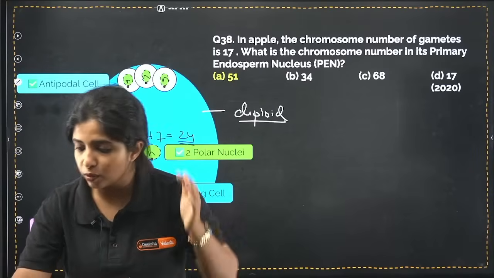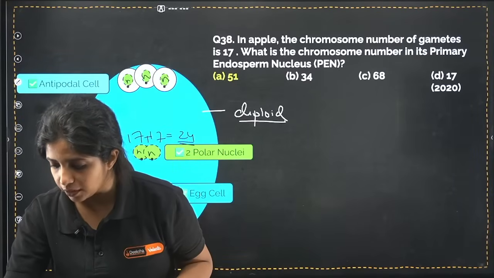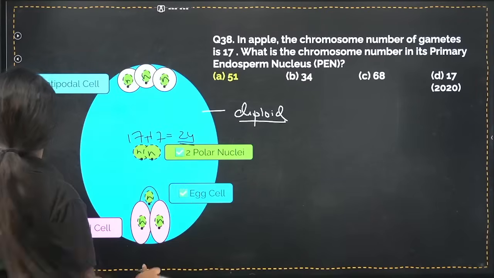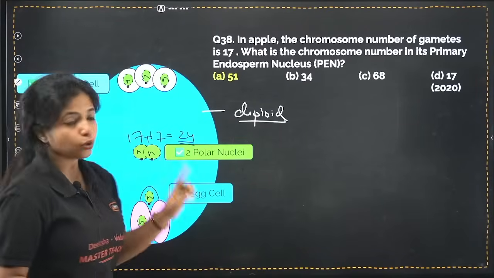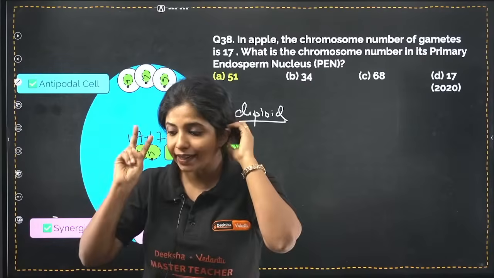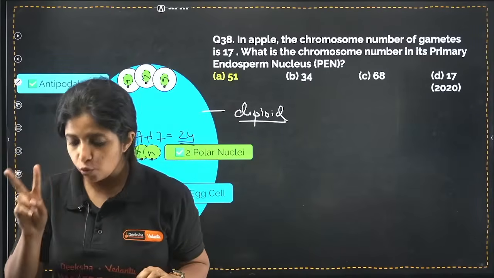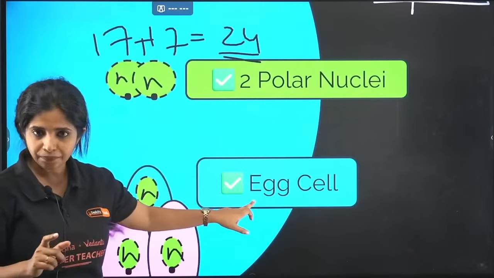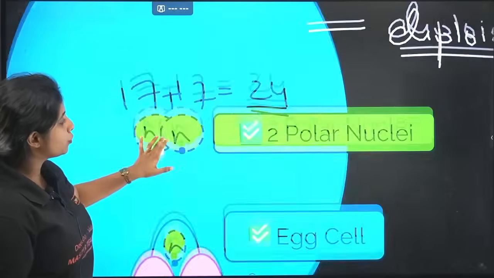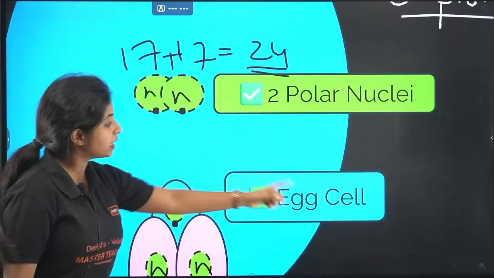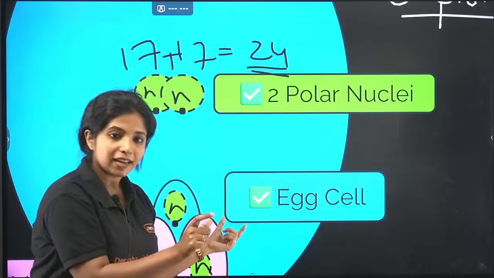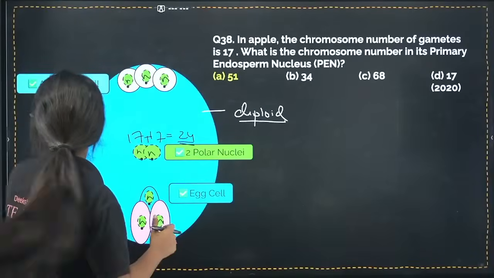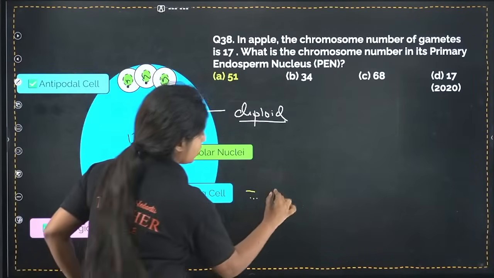What is primary endosperm nucleus? Ma'am, you didn't talk about that at all. What is primary endosperm nucleus? Let me see. Listen to me very carefully. So over here, when the pollen grain comes, it carries 2 gametes. One gamete is going to fuse over here with the egg cell. Another gamete is going to fuse with the 2 polar nuclei. One gamete that fuses with the egg cell is haploid. The egg cell is also haploid. Haploid plus haploid, you get a diploid zygote.